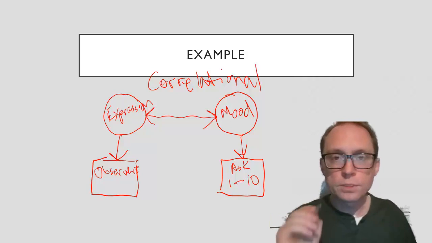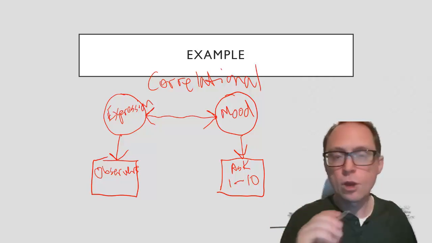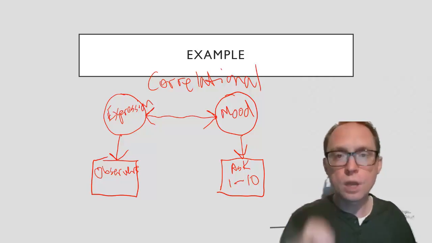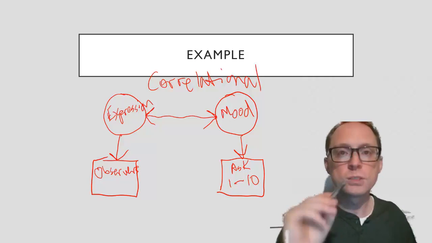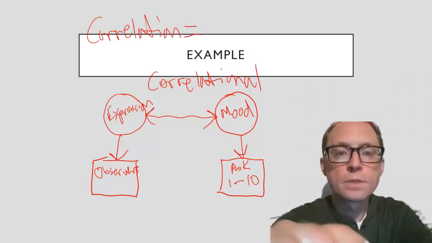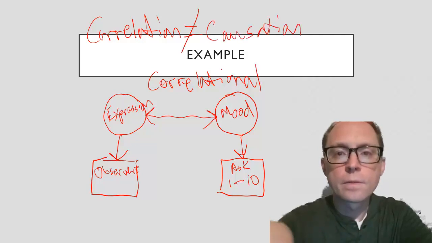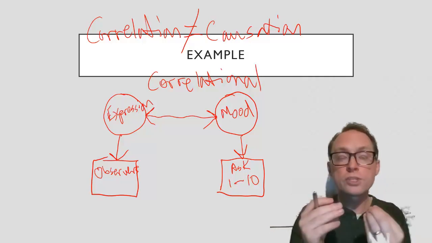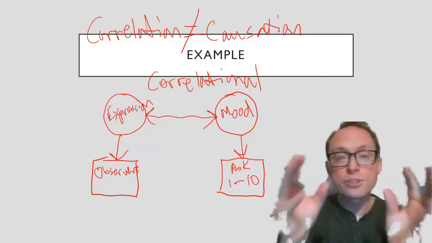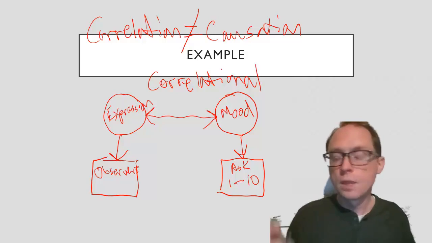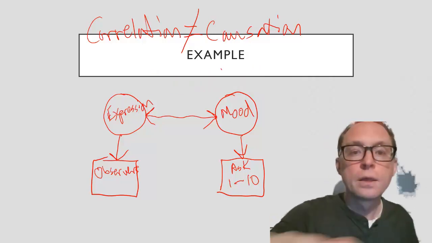There is a very important statement that all of science uses, and that is correlation does not equal causation. I'm going to write it down. Correlation does not equal causation. Just because your expression and your mood are associated, they're correlated with each other, does not mean that your expression changes your mood. It also doesn't mean that your mood changes your expression. We don't know. That is why you would have to run an experiment.